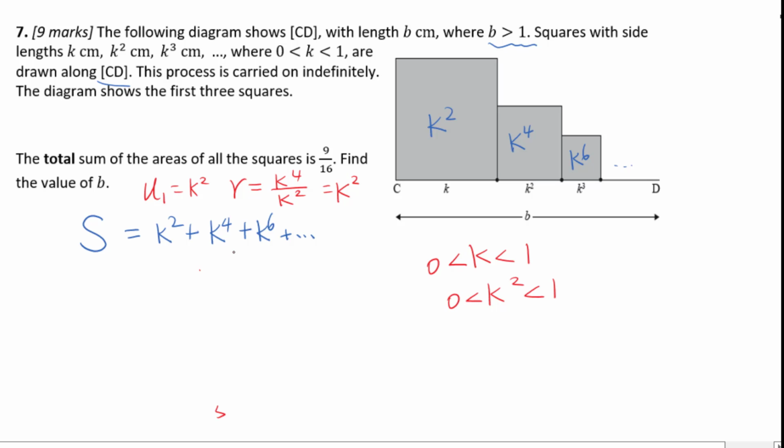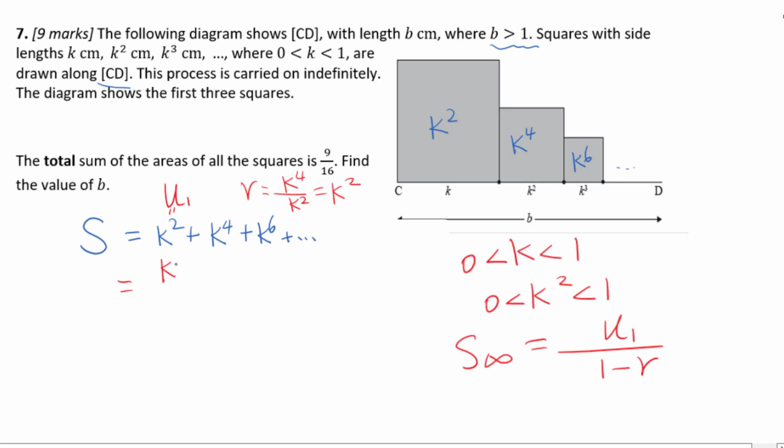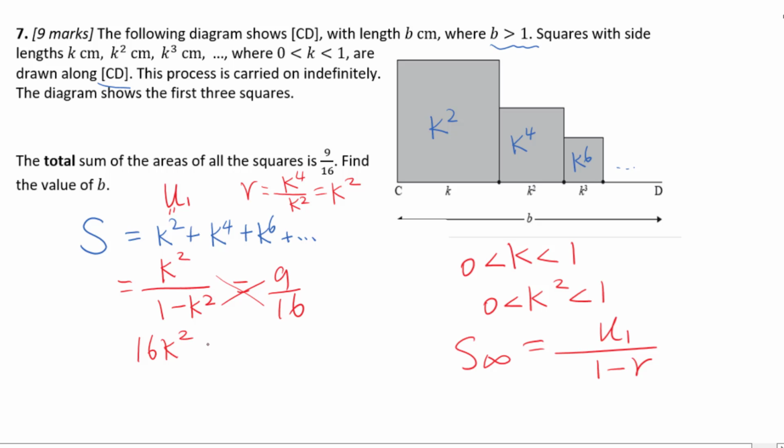which means for this geometric series, we can use this formula. S sub infinity equals u sub 1 over 1 minus r. So we have k squared over 1 minus k squared, and we set it equal to 9/16. So cross multiply: 16k squared equals 9 minus 9k squared.